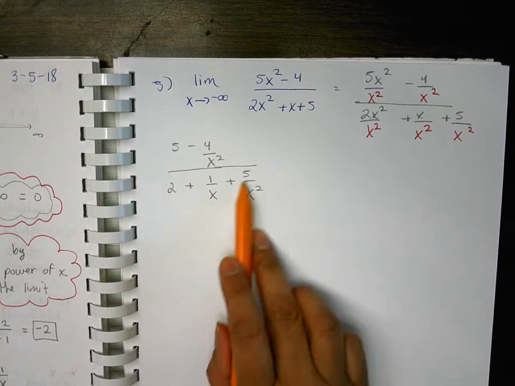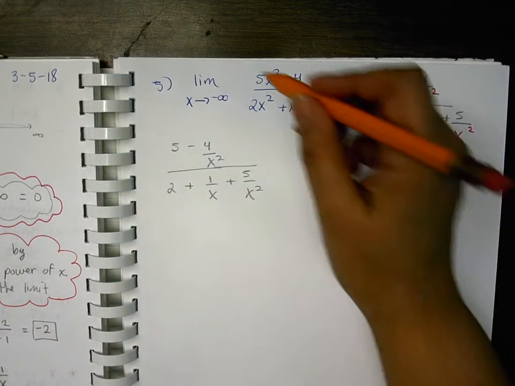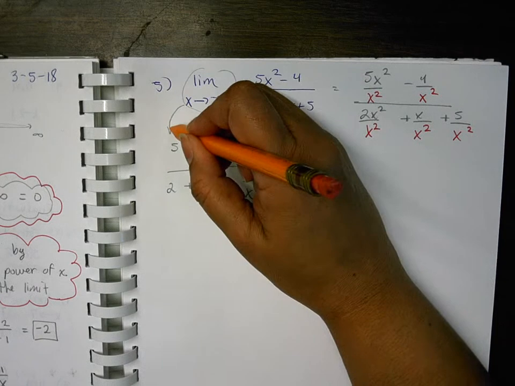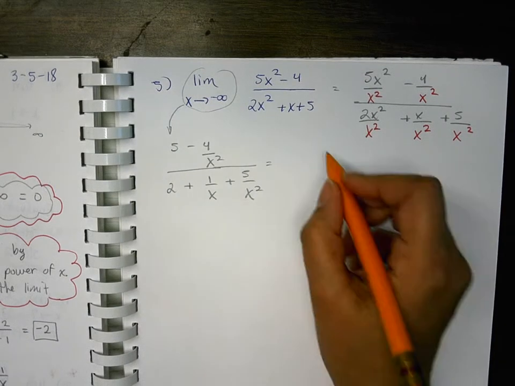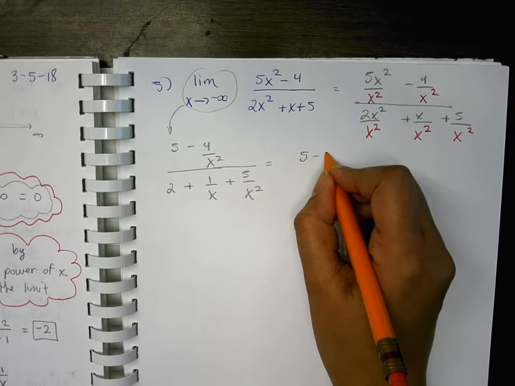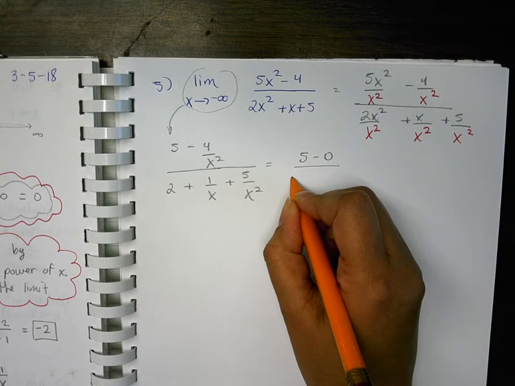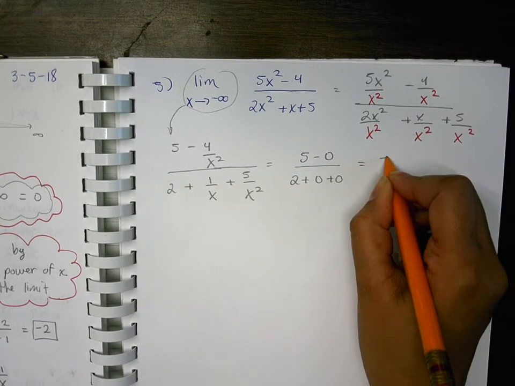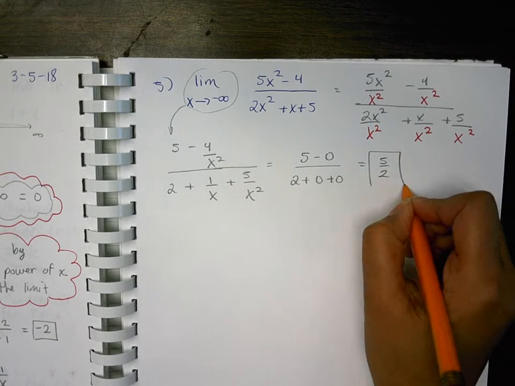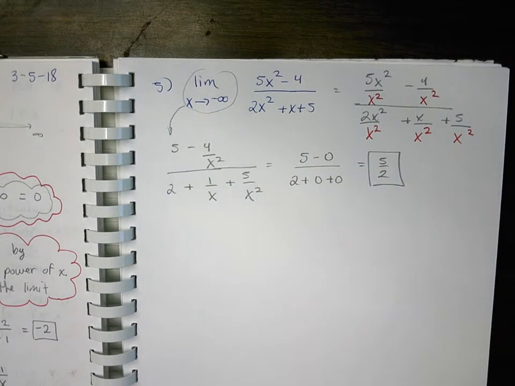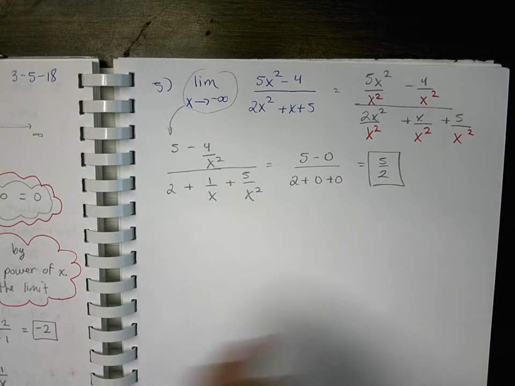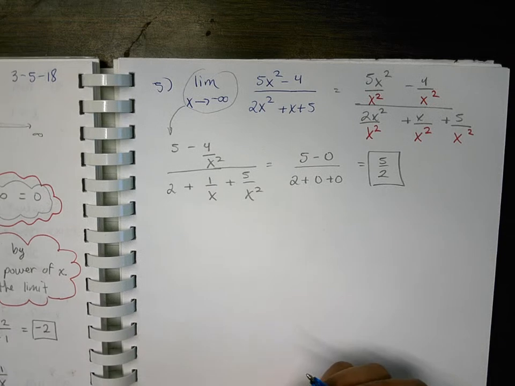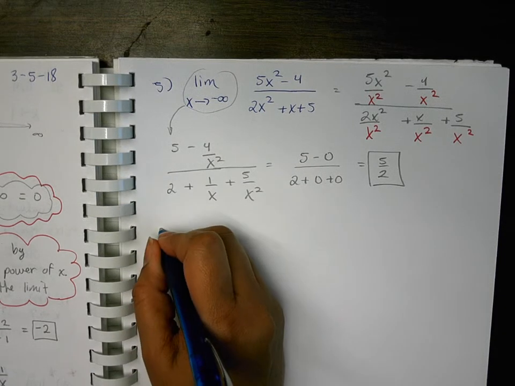All right, I reduced mine. Can you guys double check yours? Did you reduce yours to this same piece here? And then you take the limit and tell me what you guys ended up with. 5 minus 0 over 2 plus 0, which is 5/2. Yes or no? Did you guys all end up with that? Okay, questions on that one?